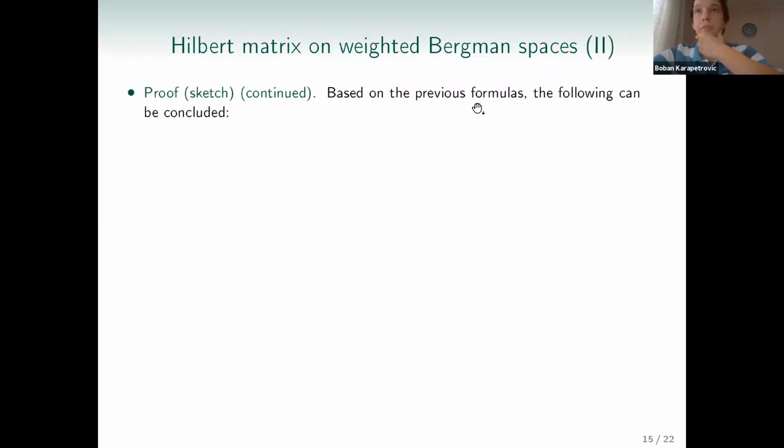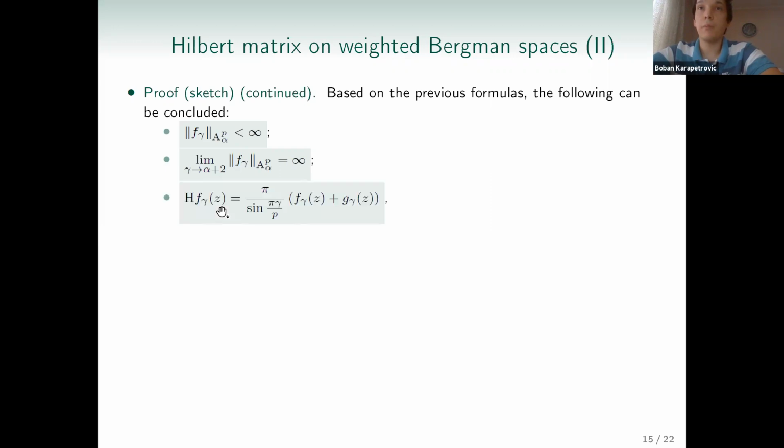So we have, based on the previous formulas, that the weighted Bergman space norm of this function f_gamma is finite. So this function f_gamma belongs to this weighted Bergman space. And also the limit of these norms of functions f_gamma is equal to infinity when gamma goes to alpha plus 2.